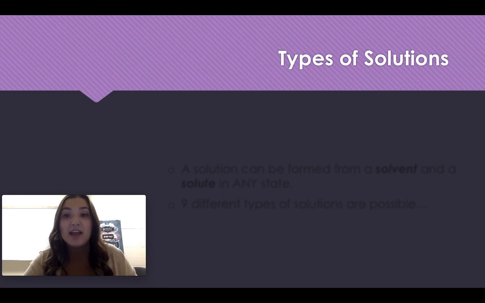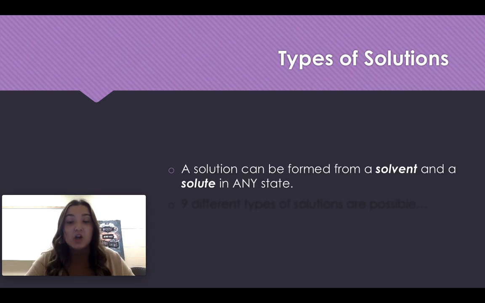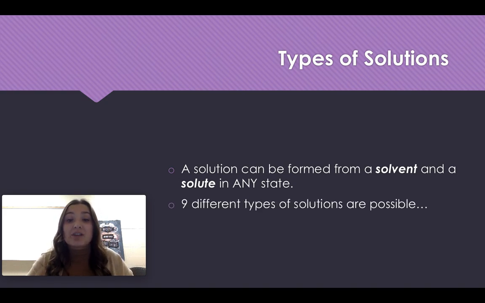Good. So now we have different types of solutions. So a solution can be formed from a solvent and a solute, like we talked about on the last slide, in any state. So states of matter we know are gas, liquid, and solid. So that's right. Typically with solutions, we think, oh, it's a liquid. It's always a liquid into another liquid, or maybe a solid into another liquid. But that's not the case, which means there are 9 different types of solutions that are possible.